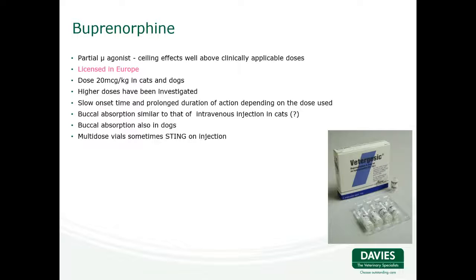Buprenorphine, it's a partial agonist. It's been investigated at multiple doses. It's something that we tend to find useful, particularly in cats. Some cats will respond better to buprenorphine than to methadone. Cats are a bit funny in that respect. The multi-dose vials can sometimes sting on administration, on injection. It's got quite a slow onset time and a prolonged duration of action, and this is relevant clinically. If you're using buprenorphine, you need to give it time to act, and I'm sure I just talked about that before.